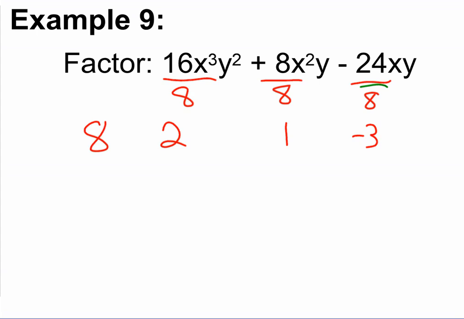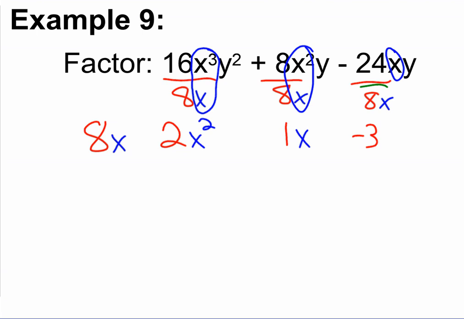Now I'm going to look at my variables. My smallest amount of x is x. So that's going to come out of all of them. X cubed divided by x is going to be x squared. X squared divided by x is going to be x. And x divided by x cancels. So there's no x on my last term.